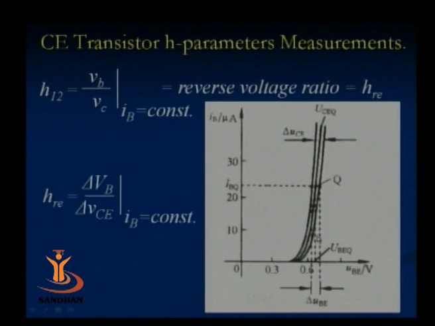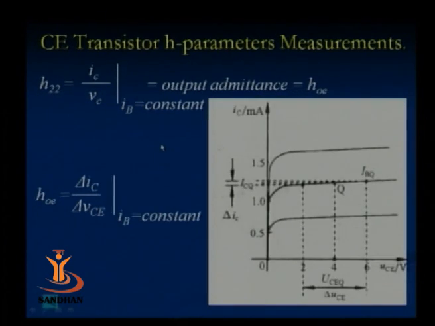Okay, so from these characteristics we can find out HRE. And the last one, H22, the output admittance. From these characteristics, which are the output characteristics, it is delta IC upon delta VCE. So that is the change in collector current.